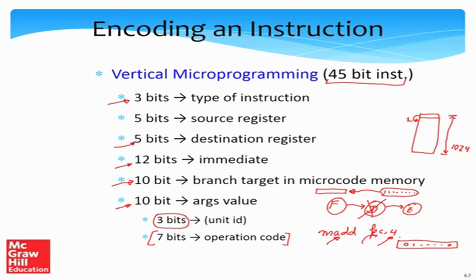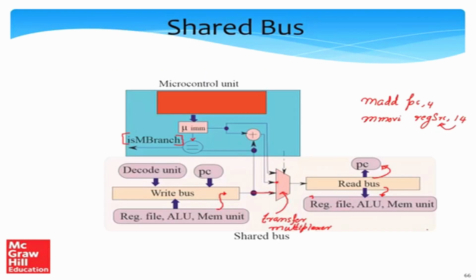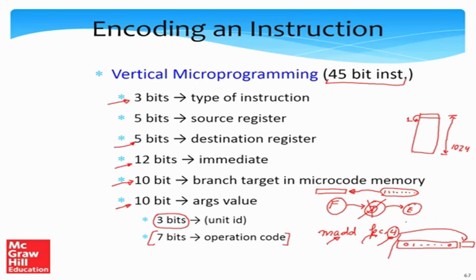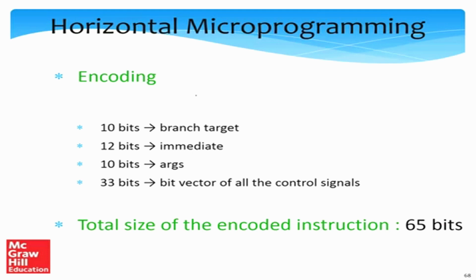But another way can be that, of course, we need to encode the value of 4 as an immediate, but for the rest, we can just have a list of control signals which will control which parts of the circuit are active and the values of the read bus and write bus, right? The control signals for the transfer multiplexer and so on. So we don't need a decoding stage at all. This is called horizontal microprogramming, where the control signals will directly be part of the instruction's encoding. So in this case, we'll have 10 bits for the branch target. Fine, fair enough.